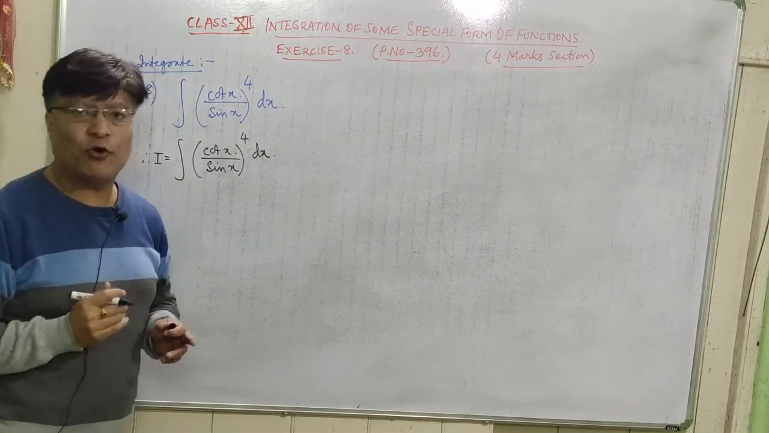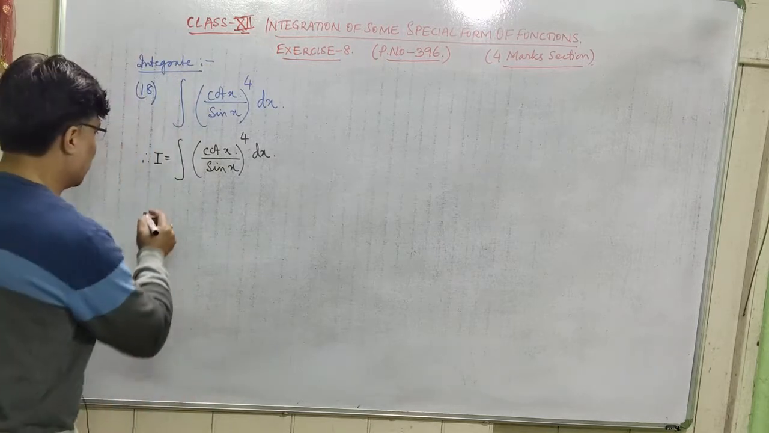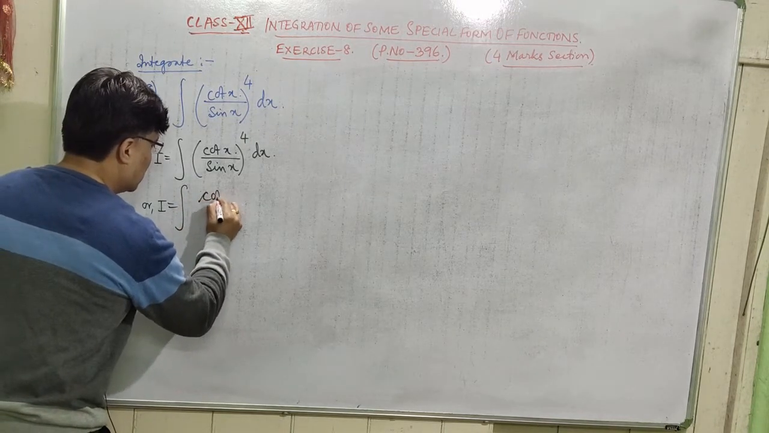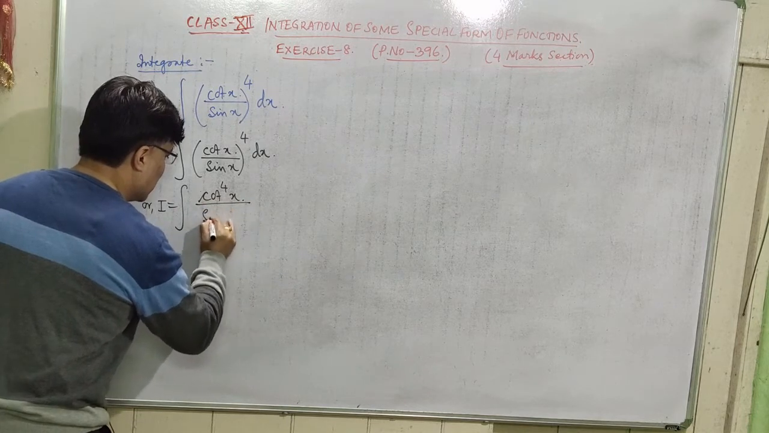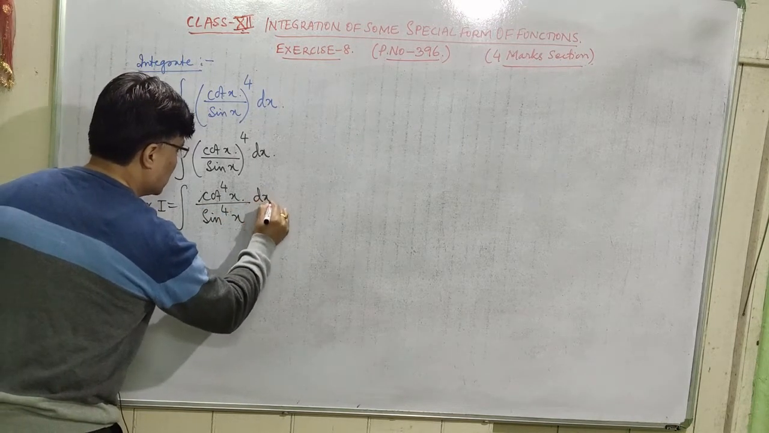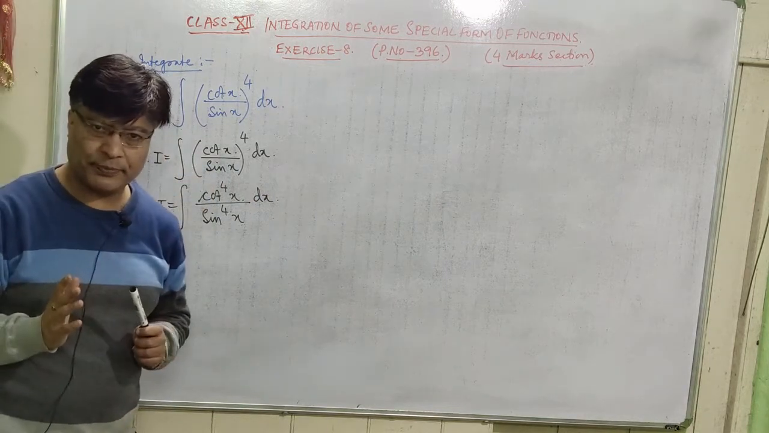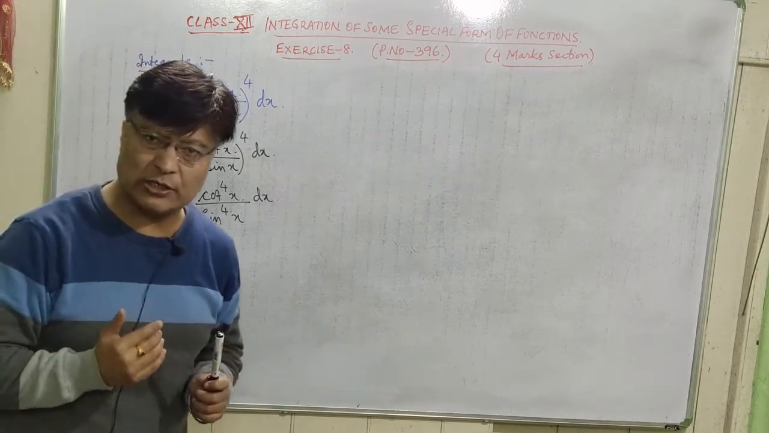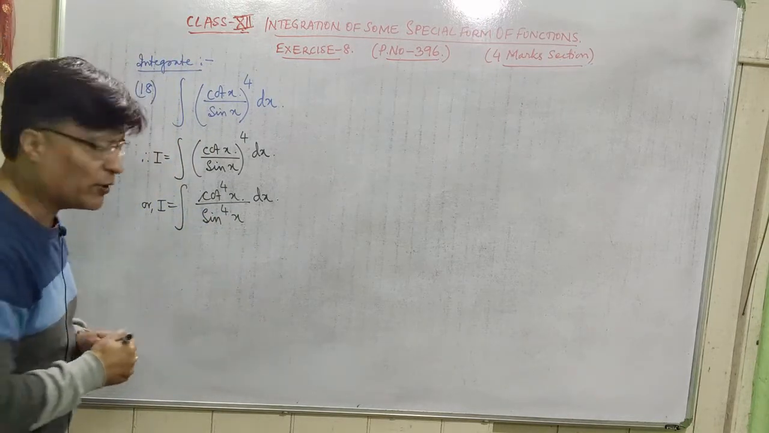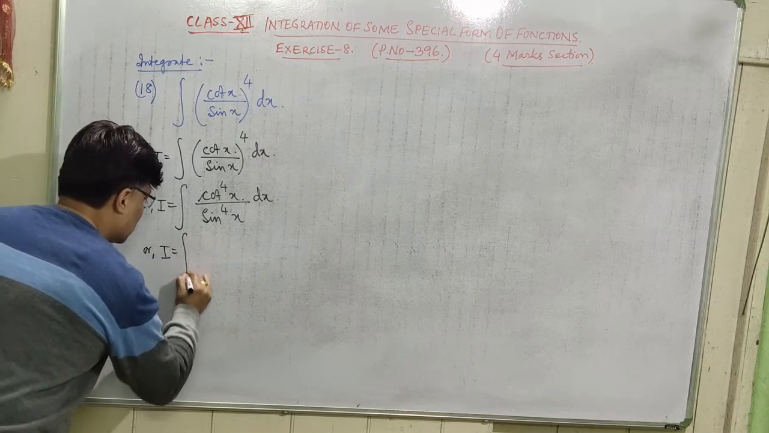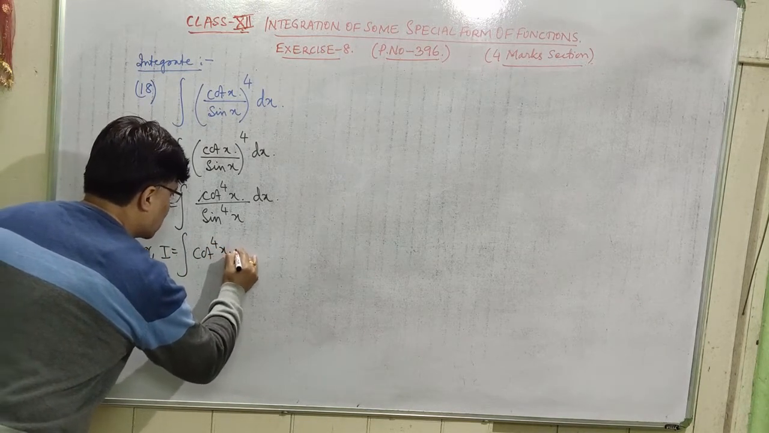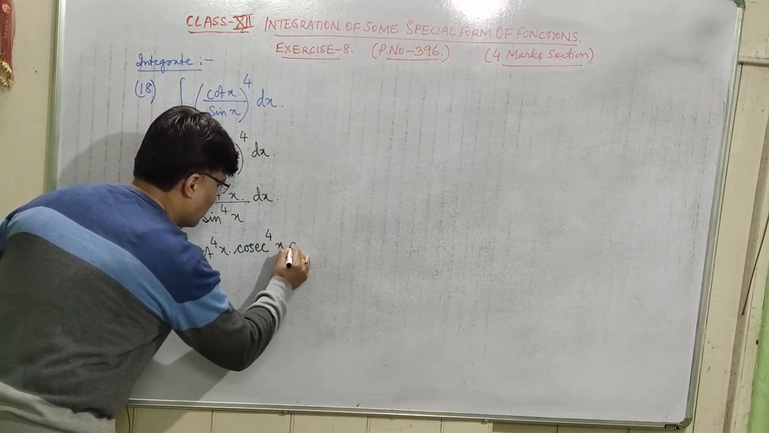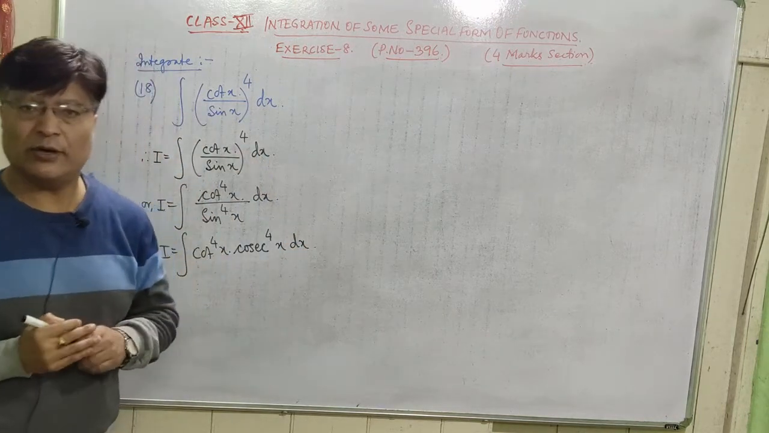Now this power 4 is for both numerator as well as denominator. Or I is equal to the integration of cot to the power 4x divided by sin to the power 4x, dx. Now this sin to the power 4x is in the denominator, so you can write it as 1 upon sin to the power 4x. So I is equal to the integration of cot to the power 4x into 1 upon sin to the power 4x, which is cosec to the power 4x, dx. I think you have understood it.